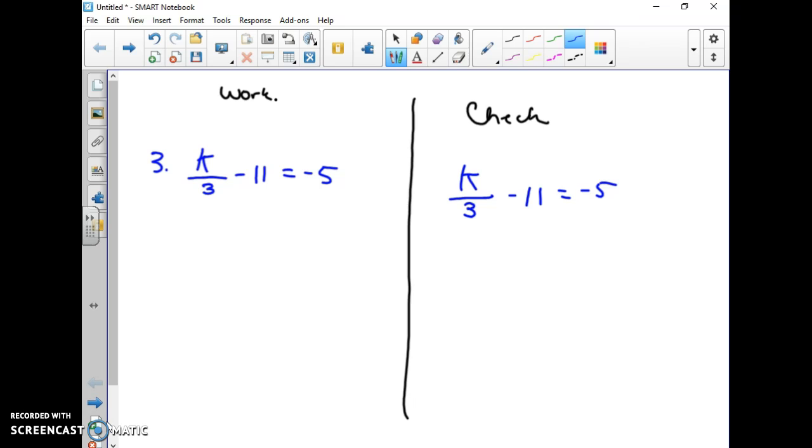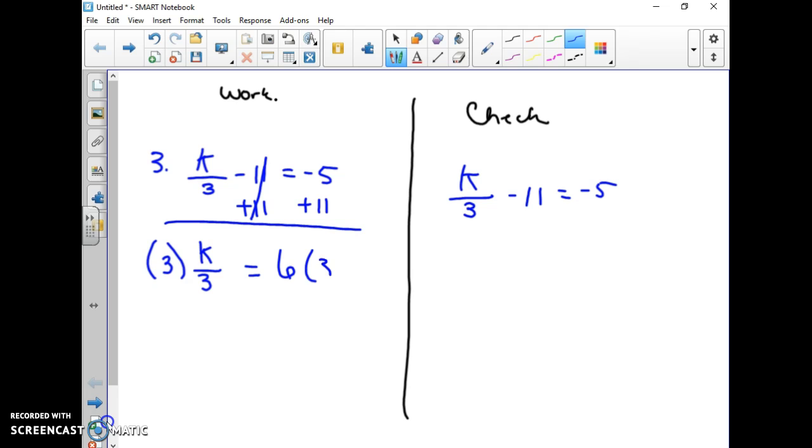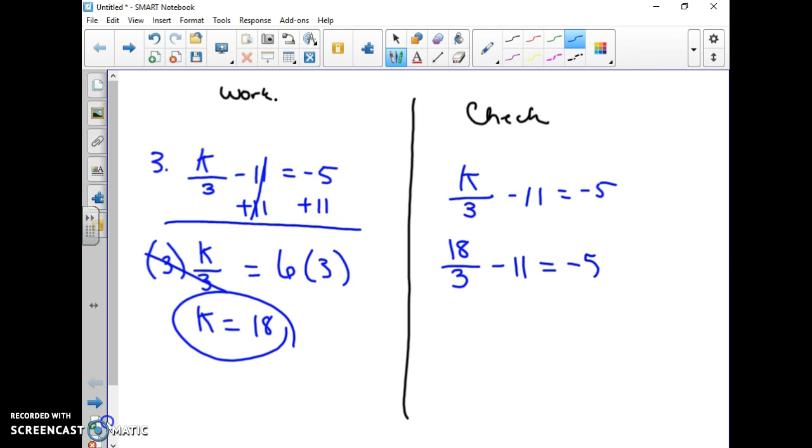I'm going to get rid of that addition and subtraction first. Since this is a minus 11, I'm going to add 11. K divided by 3, that cancels, equals negative 5 plus 11, which gives you 6. Okay, so now this is k divided by 3. So undo that by multiplying by 3. That gives you k equals 6 times 3, which is 18. Let's check it. If we take 18 and divide it by 3 and we subtract 11, it's supposed to equal negative 5. Let's see.